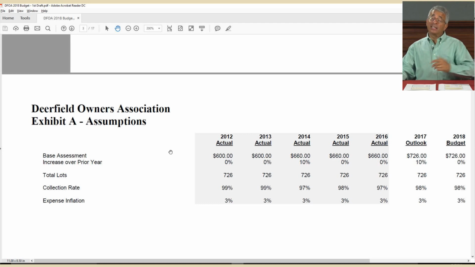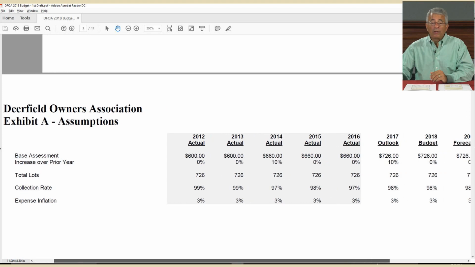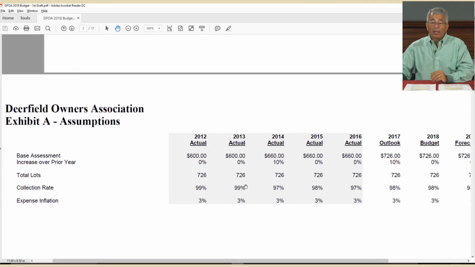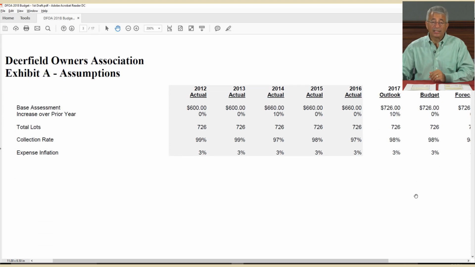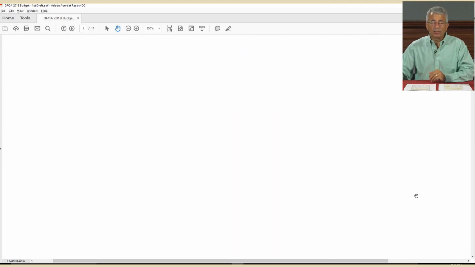We start with Exhibit A, which is always assumptions. So it has basic information. What's the assessment? How much of an increase have we had over last year? How many lots? What's our collection rate, and what's the inflation? The things that are gray over here are all actual information from prior years. We have our outlook for 2017, our budget for 18, and then several years' worth of forecasts. So that's just the assumptions.